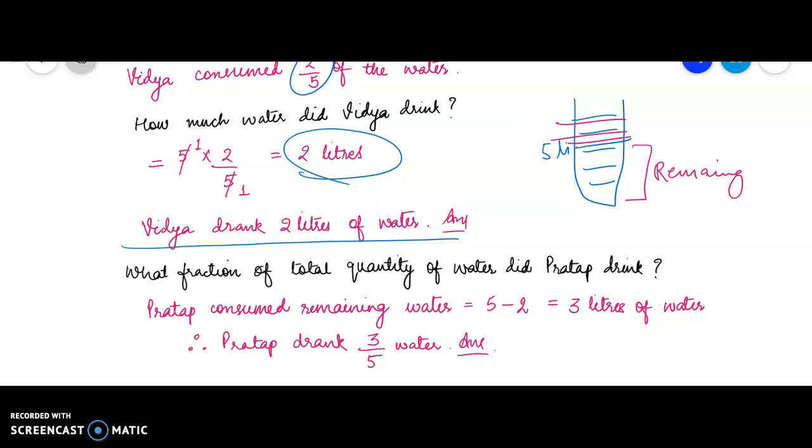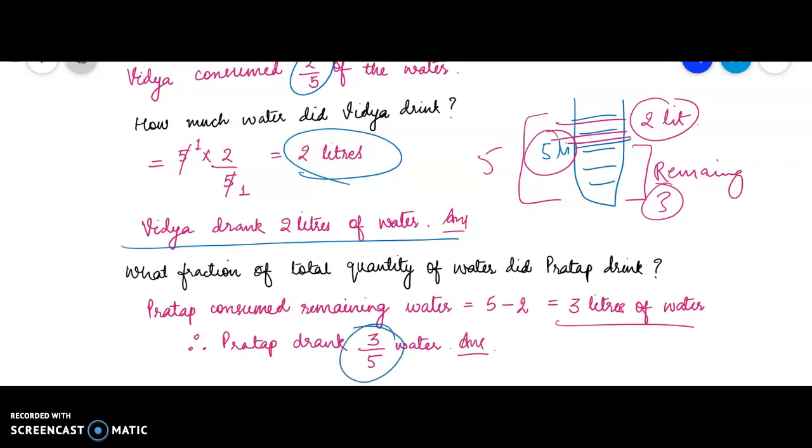So Pratap consumed the remaining water, that means out of 5 liters, 2 liters Vidya drank. So what is remaining? Out of 5, 2 liters is gone, so 5 minus 2, 3 liters of water is remaining. Now in fraction, total was 5 and he drank 3, so I can write that Pratap drank 3 by 5 of the water, fraction of water. This was our answer for question number 8.